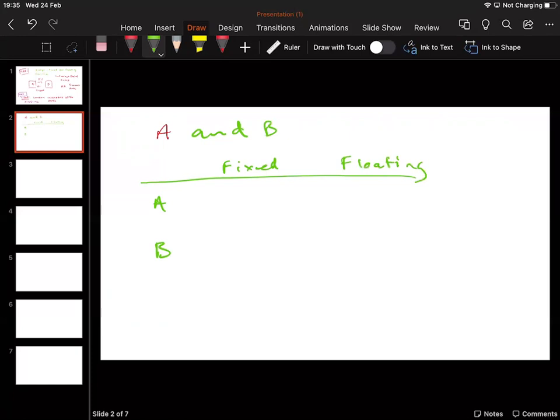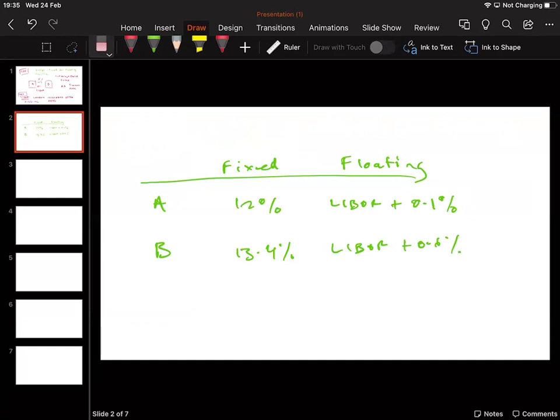Company A wants to borrow money, and they're told if they borrow fixed, they have to pay 12%. If they borrow at a floating rate, they would have to pay the LIBOR rate plus 10 basis points. And then B, let's say, is told if they want to go fixed, they have to pay 13.4%. Or if they borrow at a floating rate, they would pay LIBOR plus 0.6%. So in this structure, we have two companies, A and B.